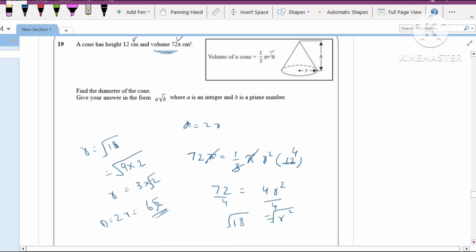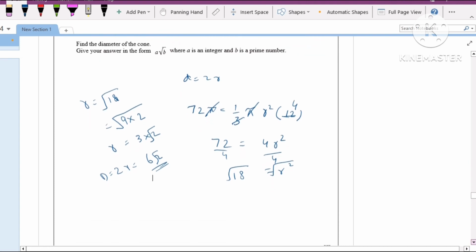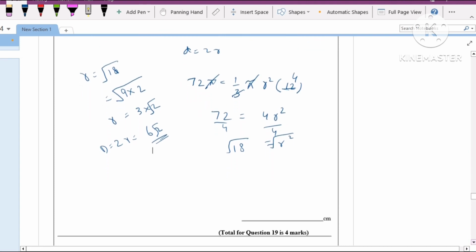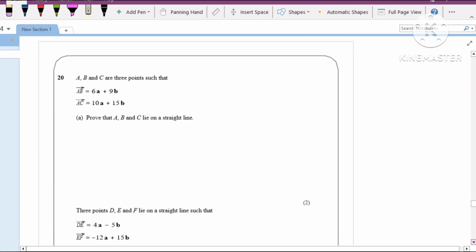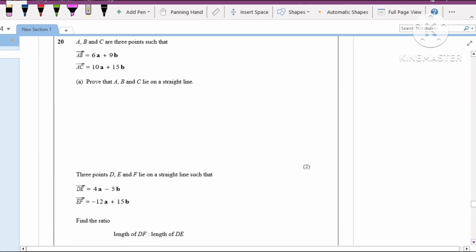The next question is question number 20. This question is about vectors. A, B, C are points such that, this is an even simpler question.